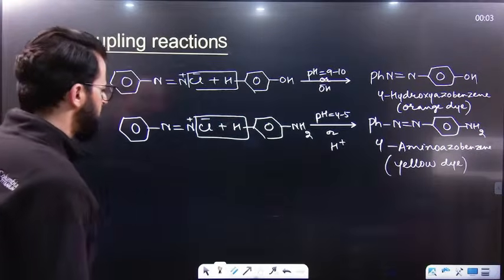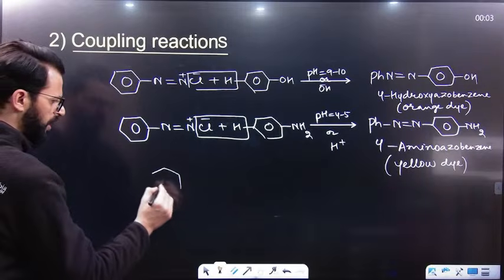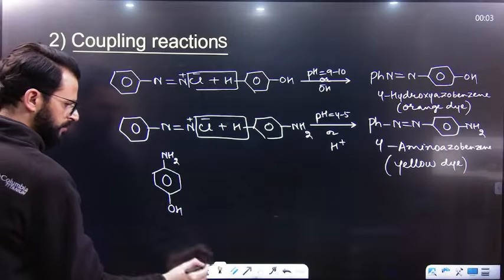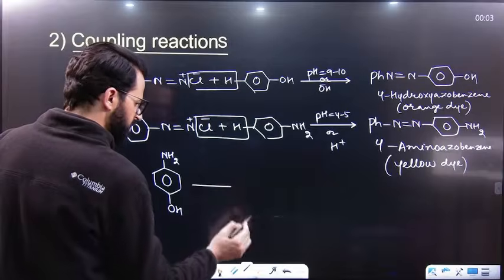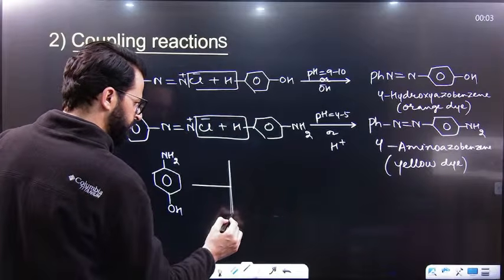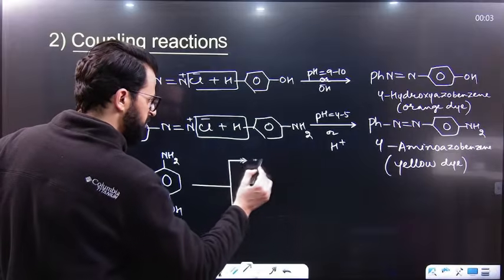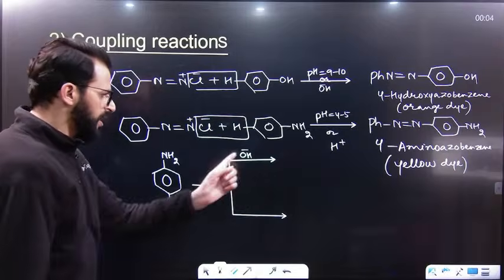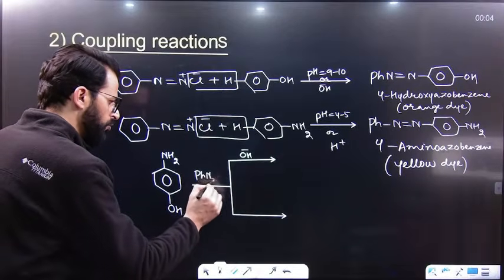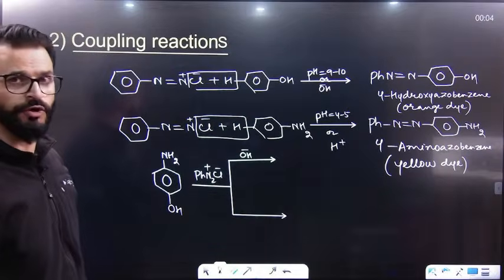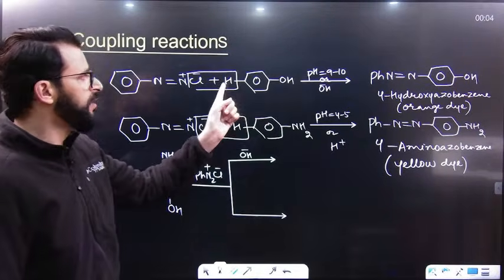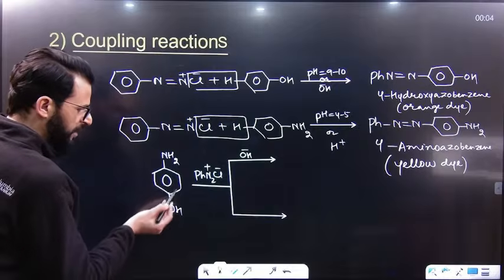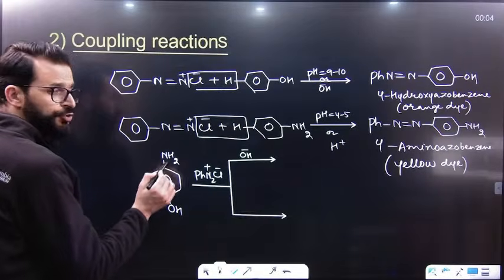Now, this is very important. Have a look. If you are having both the groups and both are attached to para position with respect to each other, then what will happen? If reaction takes place in this fashion, one in basic medium, another in acidic medium. Now tell me, let me know in the chats. In basic medium, benzene diazonium chloride will couple with phenol at para position. But in phenol, if this is OH attached to ring, para position of phenol is blocked due to NH2. There is no hydrogen.